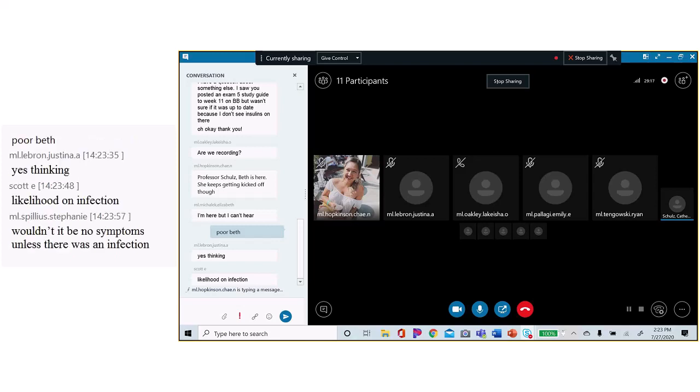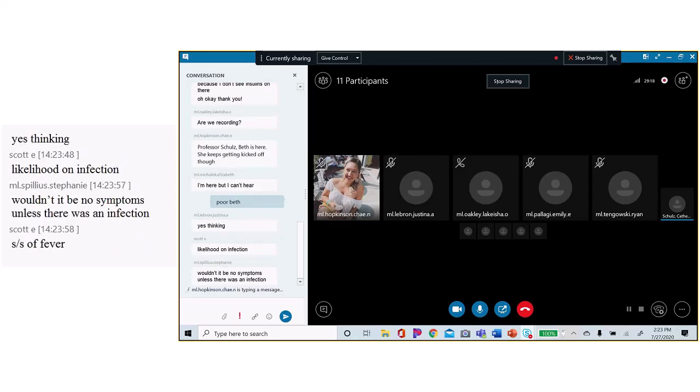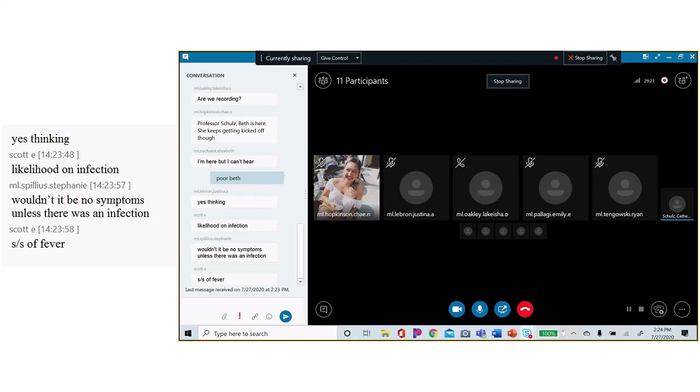Right. You increase the likelihood of infection. So they might have fever, they might start to get things like upper respiratory infections more frequently, or if they get a cold, it takes longer to shake, things like that.